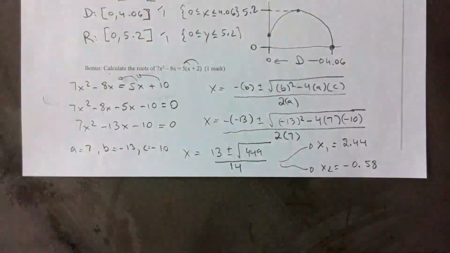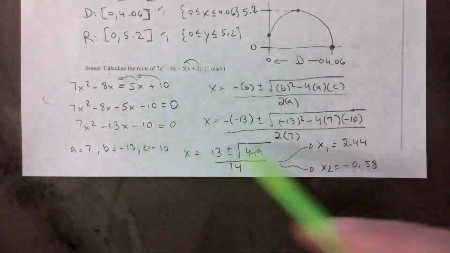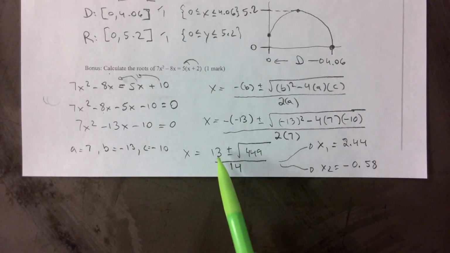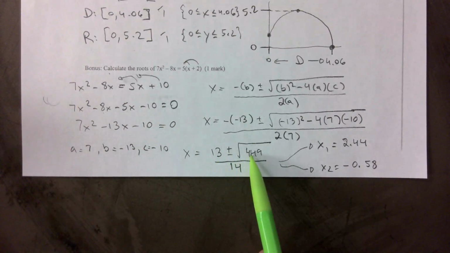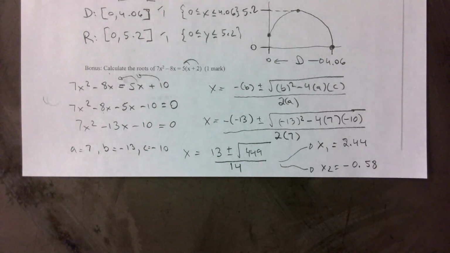So if you're stranded on an island and you need to find the x-intercepts of a parabola, you don't need to graph it. You can technically find the x-intercepts this way by hand. It'd take you a little while, but if your life depends on it, you can use the quadratic formula. Question: how did you solve for x2? Instead of 13 plus the root of 449, you go 13 minus. Those are the two roots that you get by either adding or subtracting.